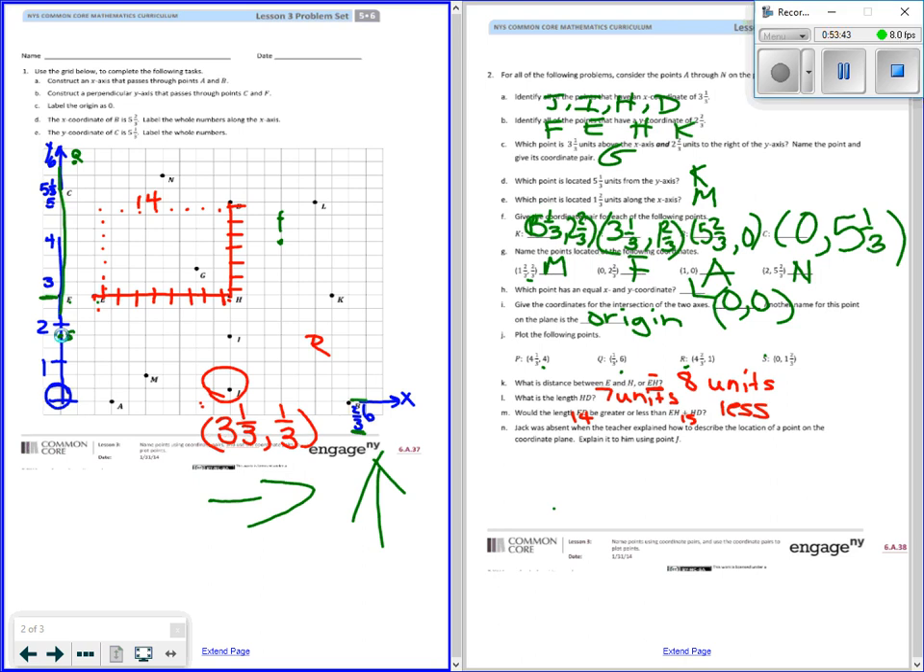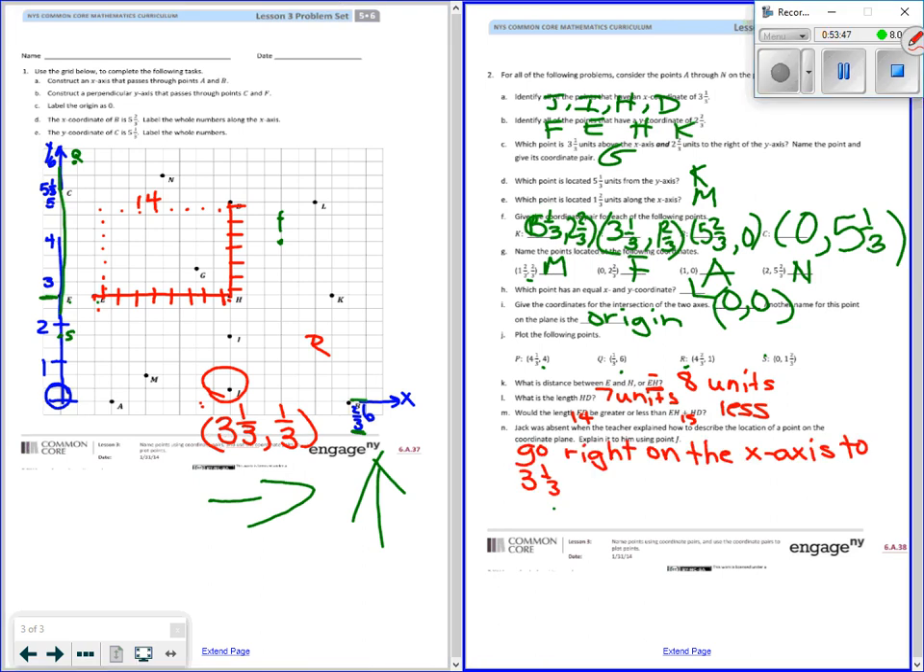So take a second. Go right on the x-axis 3 and 1/3. Go up on the y-axis. Several of you brought up the y-axis, but you didn't say anything about the x-axis. On the y-axis, 1/3. And that should be it. That would be the location. You go right 3 1/3. You go up 1/3. You will be at J. That's the location. That's it. Okay.